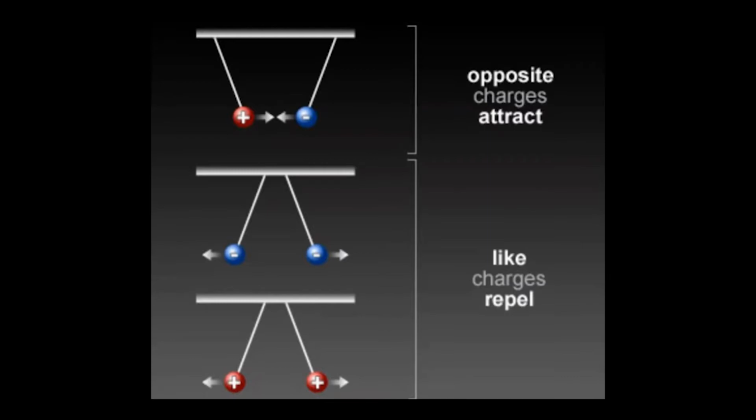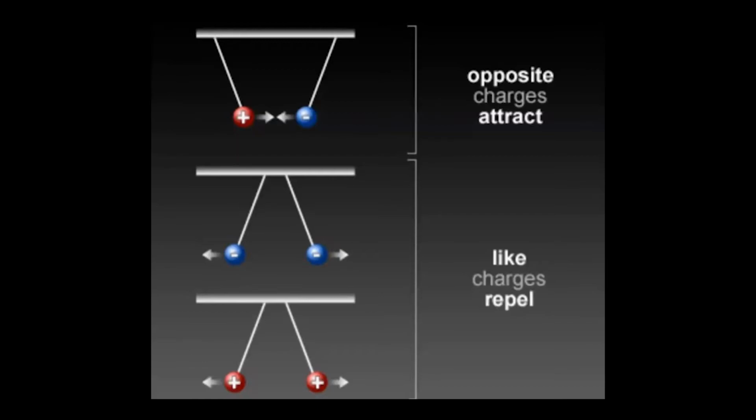Now, if I bring two opposite charges together, a positive and a negative, they'll be attracted to each other, meaning that the positive charge will pull the negative charge towards it, and the negative charge will pull the positive charge towards it. But if I have two similar charges, such as a negative charge and another negative charge, or a positive charge and another positive charge, these similar charges will push each other away.